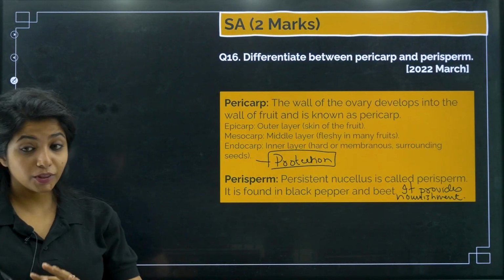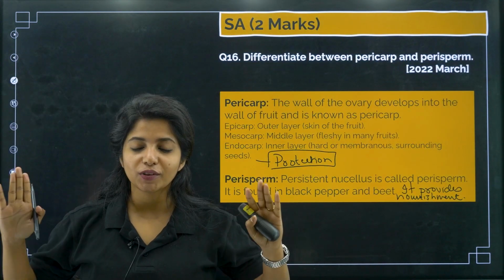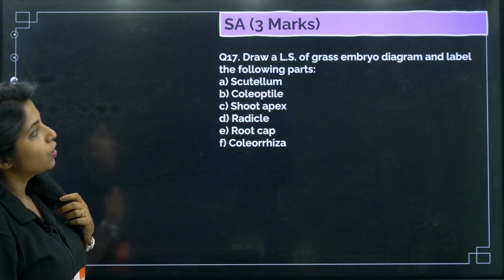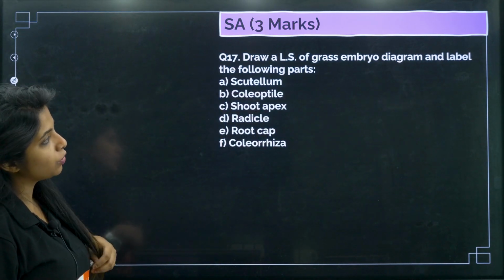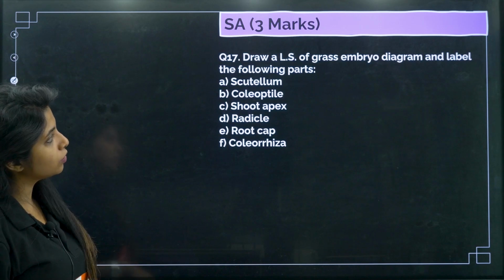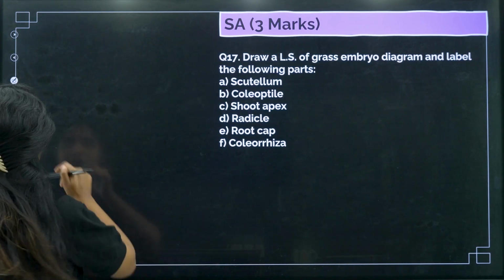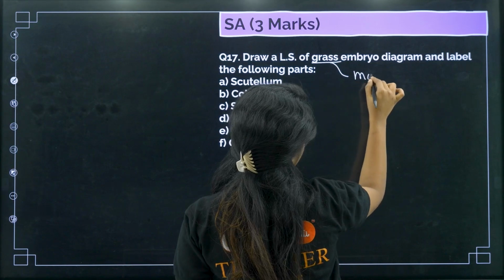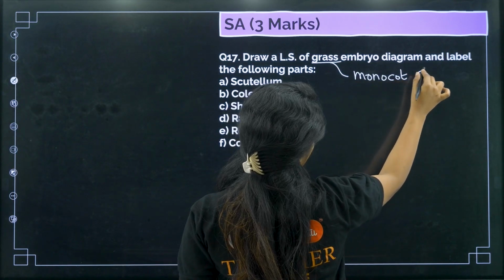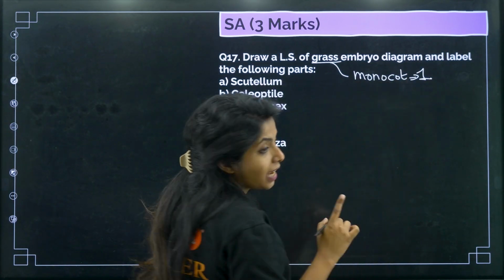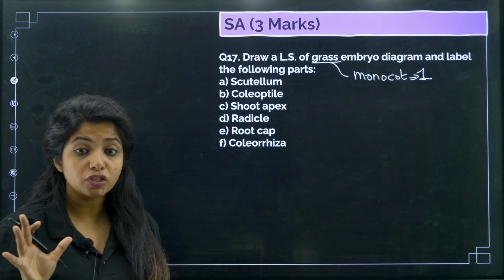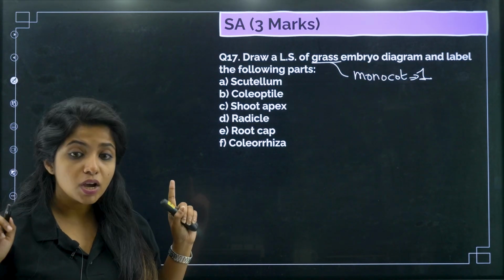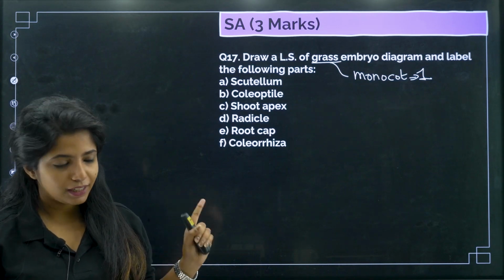Next, we're done with the 2 marker questions as well. Now we are jumping into the 3 marker questions. Let's see. Draw a LS of grass embryo diagram and label the following parts. Grass is a monocot, as in it just has one cotyledon. Remember, it has one cotyledon. That means it didn't utilize the whole endosperm yet. Still it has some endosperm left and it will be having one cotyledon, my dear children.